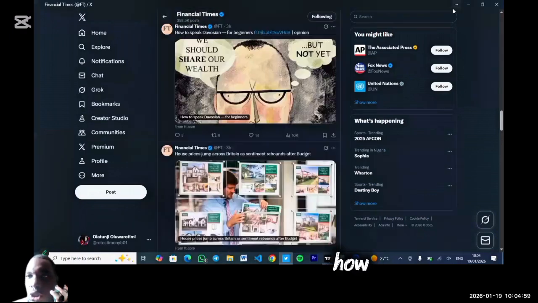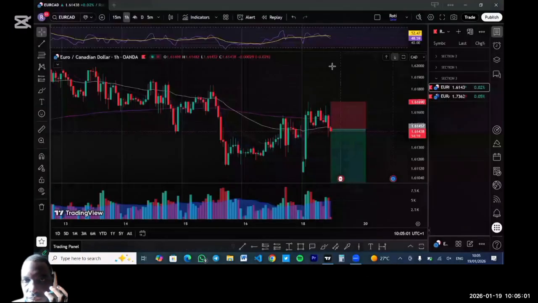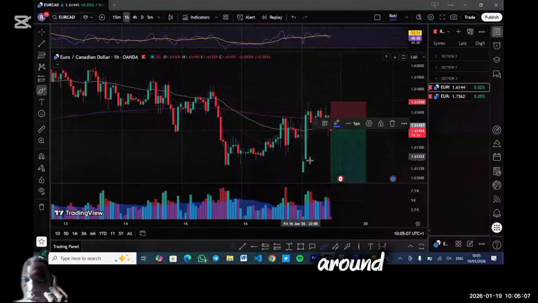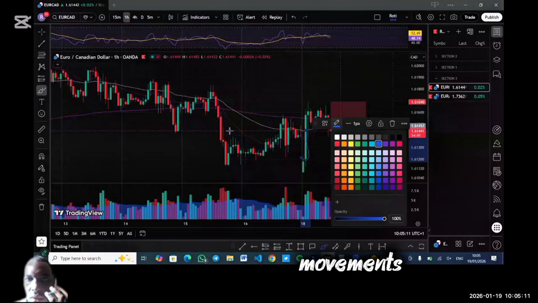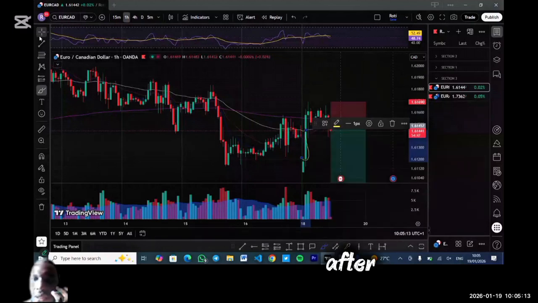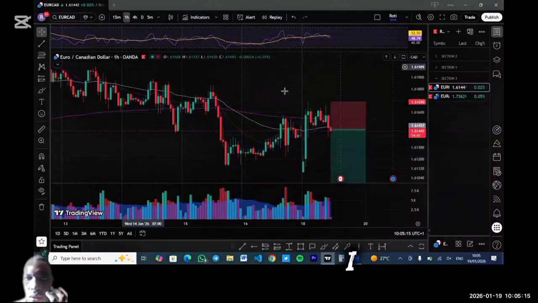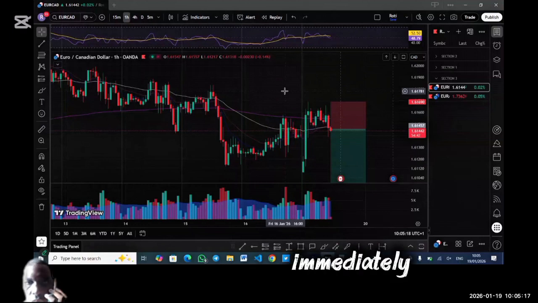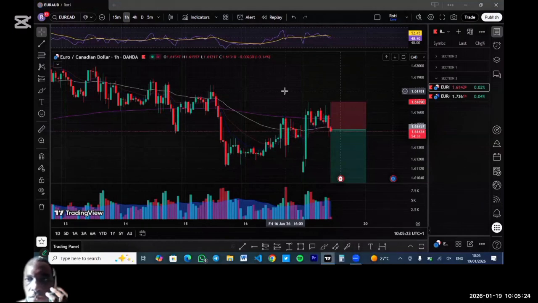Let me show you how the charts reacted. When Japan opened around this area, you can see this very, very strong movement. So after seeing that, I closed my charts immediately. I wanted this news to digest a bit before knowing the next step.